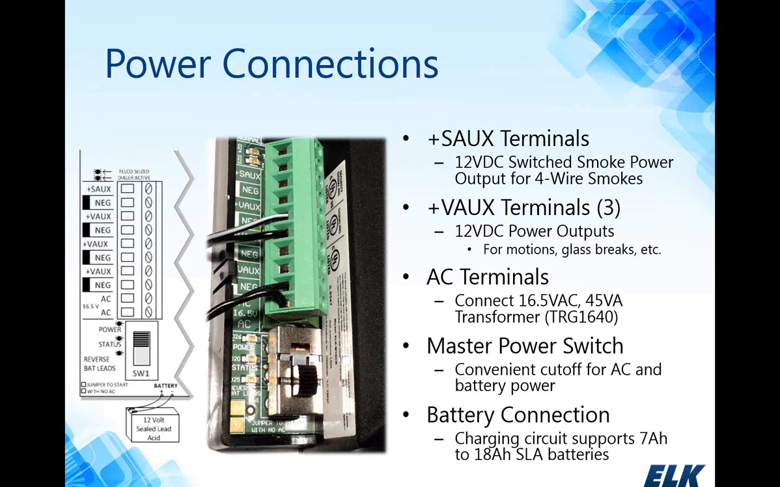All right, taking a look at the lower left-hand corner of the M1 control board, we have our power connections. Now we have the S-aux terminals, which are 12-volt DC switched terminals, and typically that would be used in conjunction with devices that require their power to be removed in order to reset them or unlatch their contact. Say, for instance, 4-wire smoke detectors. You would connect the power for the 4-wire smoke detector to the S-aux terminal, and then the contact to a zone on the main control or an input expander.